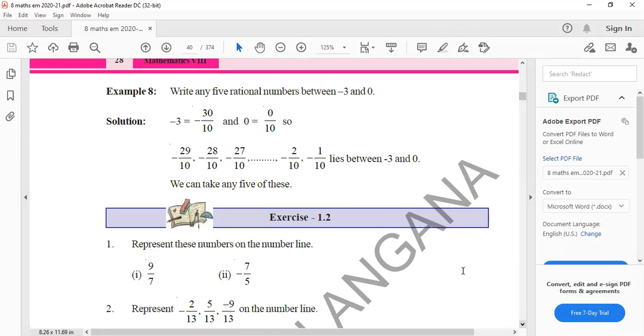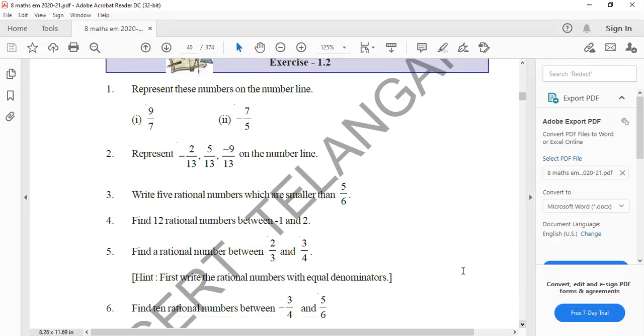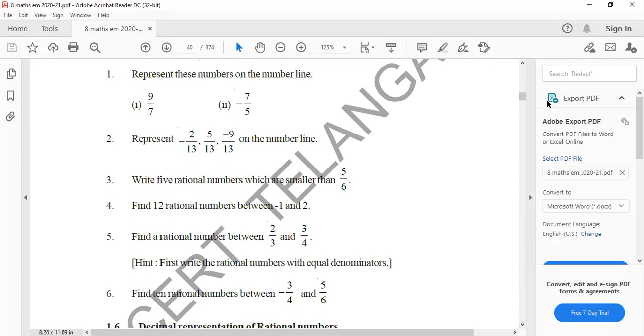We'll go down. Now read the first question, Anna. Represent these numbers on the number line. First one, 9 by 7. See, this is 9 by 7. It is greater than 1. You can take 9 greater than 7. 7 ones are 7, the remainder is 2.